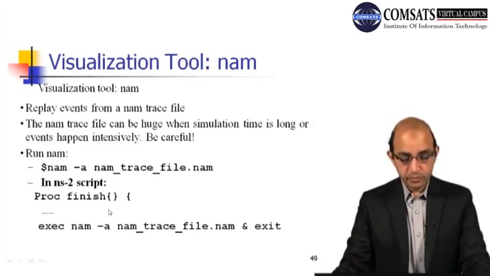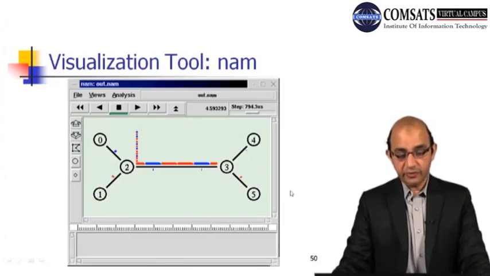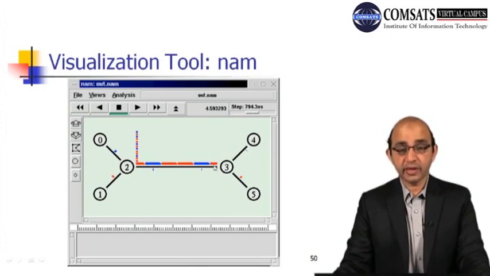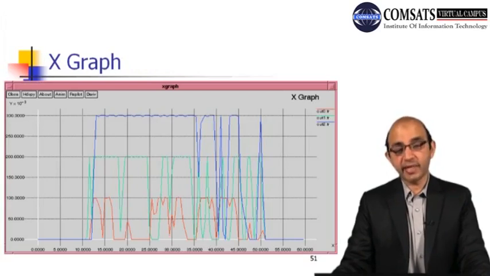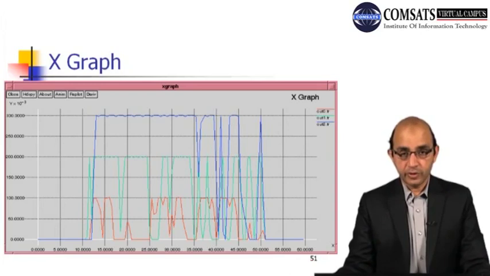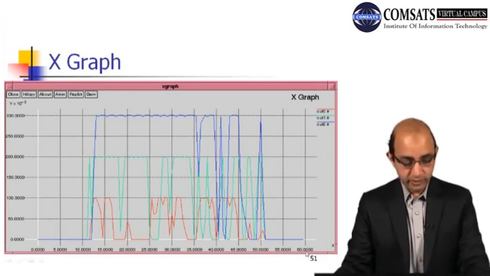Okay, so this is the graphical view of this visualization tool. So you can see we have nodes over here, and you can see that the colors are flowing, so they are actually showing packets flowing. So here is the XGraph. We can also use the data in order to plot different graphs, right?